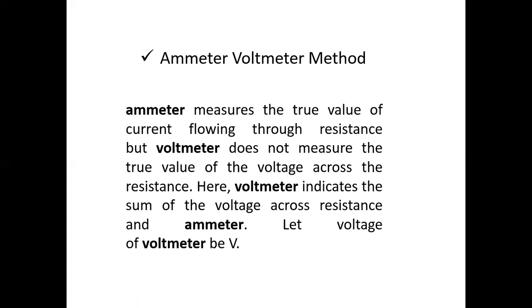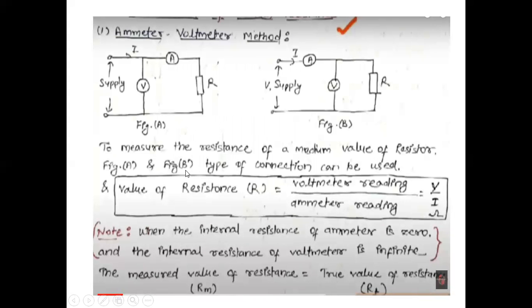We know that the ammeter is used for the measurement of the true value of the current flowing through any resistor or conductor, but the voltmeter does not measure the true value of voltage across the resistance. Here, the voltmeter indicates the sum of the voltage across the resistance and the ammeter. Let the voltage of the voltmeter be V.